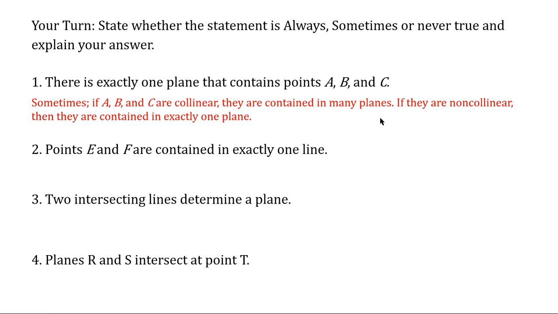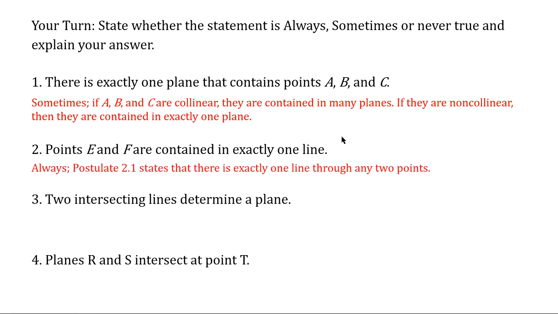The second one, points E and F are contained in exactly one line. Again, we're told in postulate 2.1 and postulate 2.3 that you need 2 points to have a line. So you could have used either or, but this is always going to be true. 2 points forms one line. One line for 2 points.